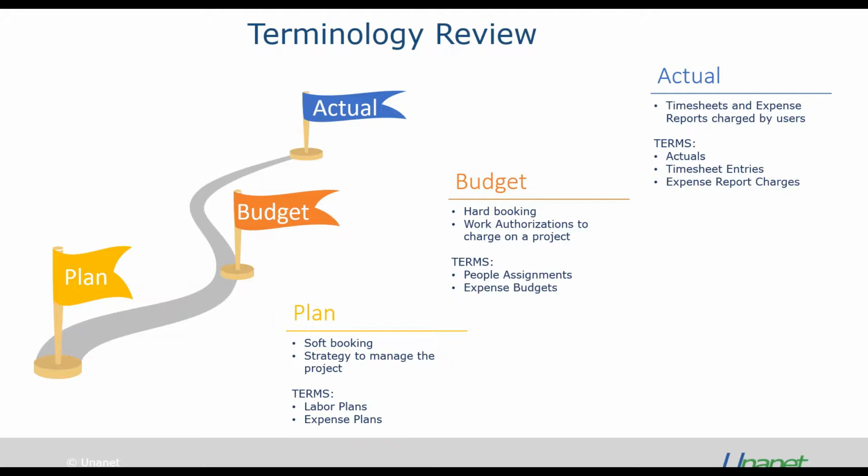The terms you're going to hear me say are people assignments and then expense budgets. So those are the terms within Unanet that help define the term budget as I'm explaining it in the webinar today. And then finally, I think we can hopefully all agree on the actuals. These would be our actual timesheets and our expense reports that would actually be charged by the users. And you're going to hear me say things like actuals or timesheet entries or expense report charges. So hopefully that helps with a little bit of the terminology as we get moving forward.